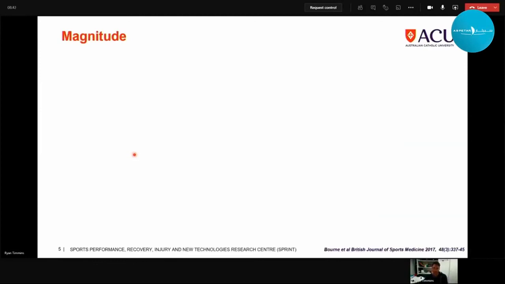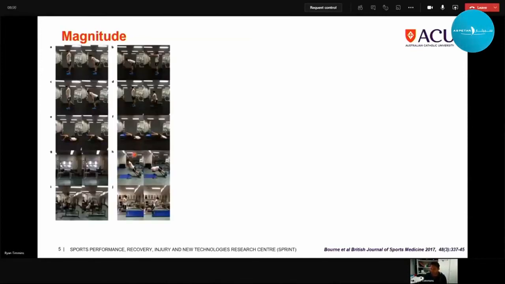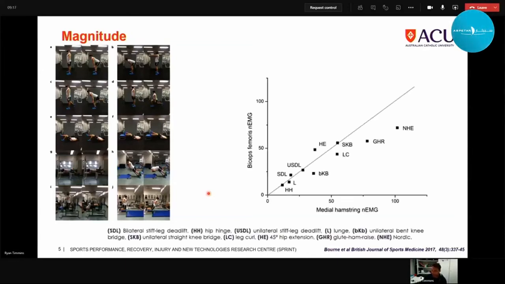When we speak of magnitude, we speak of basically how much of the muscles are recruited. Okay, we still have that balance between medial and lateral, but now we're looking at how high we can actually recruit those two groups of muscles. So again, some great work from Matty Bourne in Queensland, Australia, and basically some of the work he did had a bunch of exercises we can see here, some hip-based, some knee-based, and compared how much these muscles are active during certain exercises.